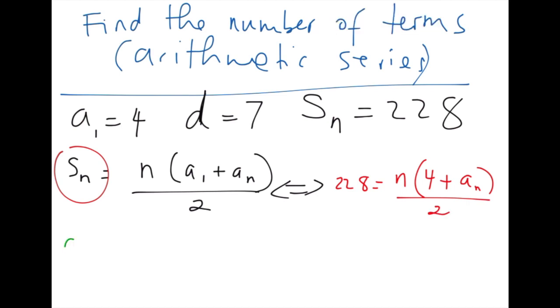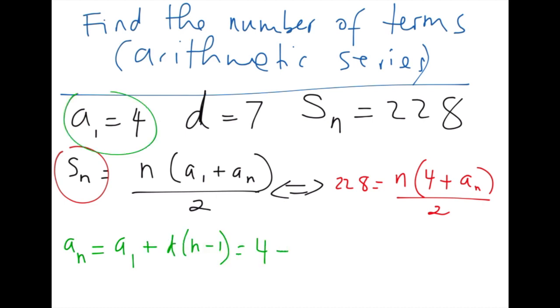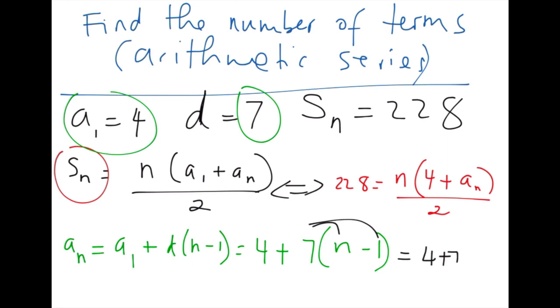Can we find a of n? Again, we use the explicit formula for the arithmetic sequence. So that would be a1, which is 4, plus d, which is 7, times n, which we're looking for, minus 1, and then we distribute: 4 plus 7n minus 7. I end up with a of n equal to negative 3 plus 7n. And this is the a of n that I'm going to substitute inside here to find n.